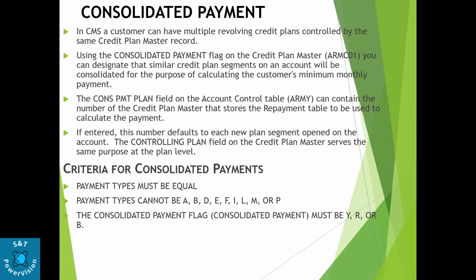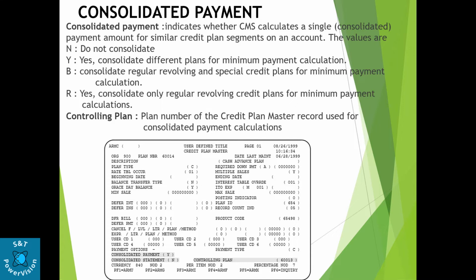Criteria for consolidated payments are: payment type must be equal, payment type cannot be A, B, D, E, F, I, L, M or P. The consolidated payment flag must be Y, R or B.